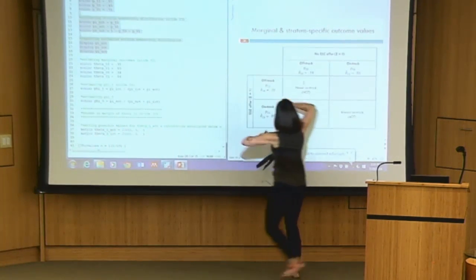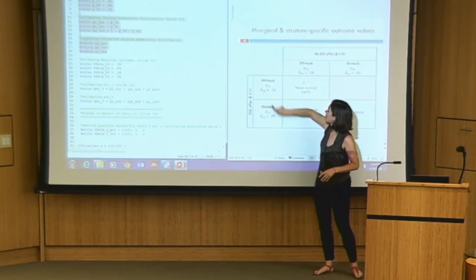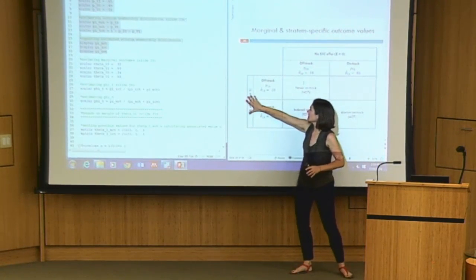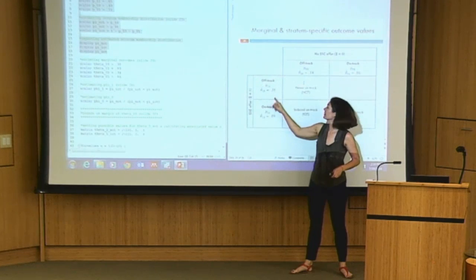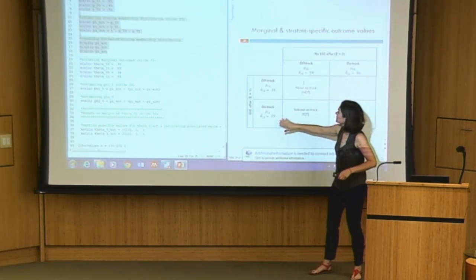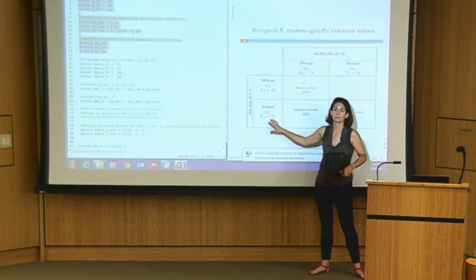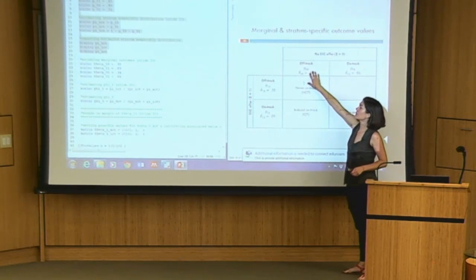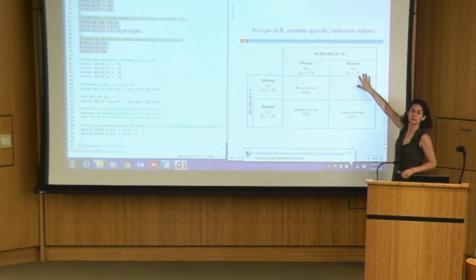Now I've put the hats back on, and I'm showing you these marginal values. So what do we see? Under assignment to the treatment condition, for students who remain off track, 38% of those kids graduate on time. Under treatment, for those who are on track, 89% graduate on time. Similarly over here, for those assigned to control who are off track, 34% graduate on time, and for those who are on track, 86% graduate on time.